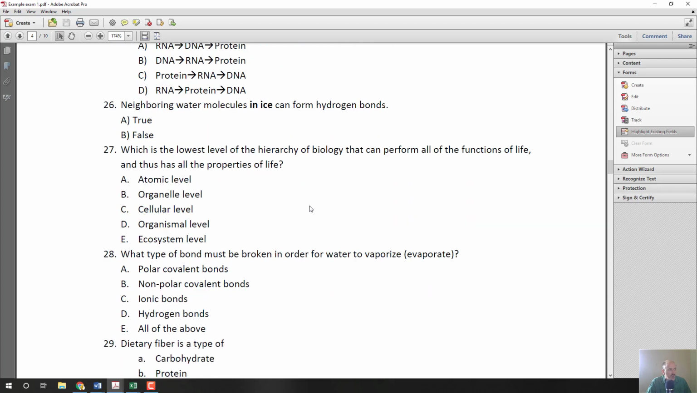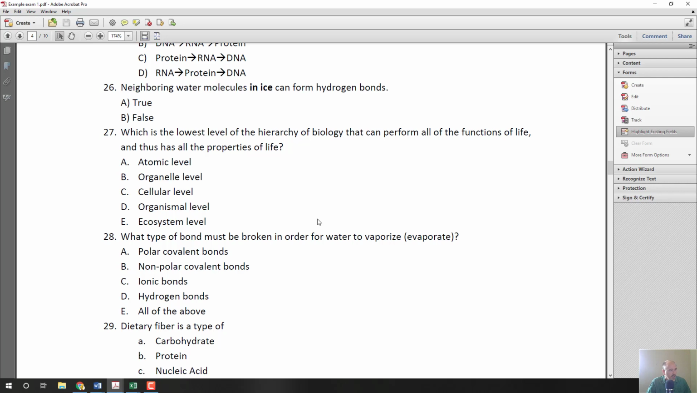Number 26, neighboring water molecules in ice can form hydrogen bonds? Yes, that is why ice is less dense than water, because hydrogen bonds lock the molecules in place at a distance from one another, making ice less dense than liquid water.